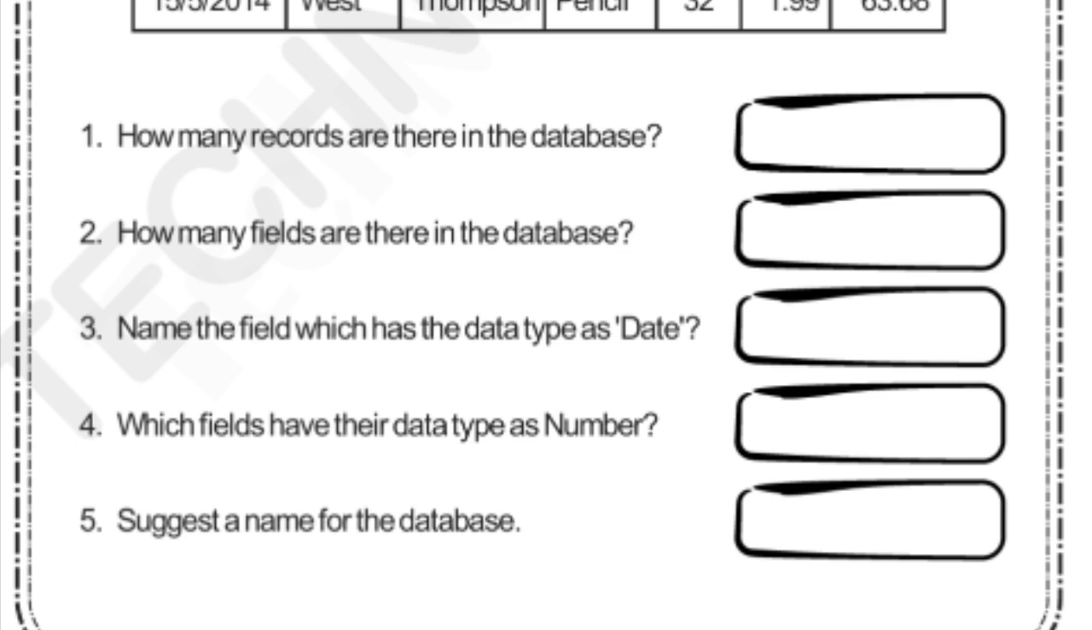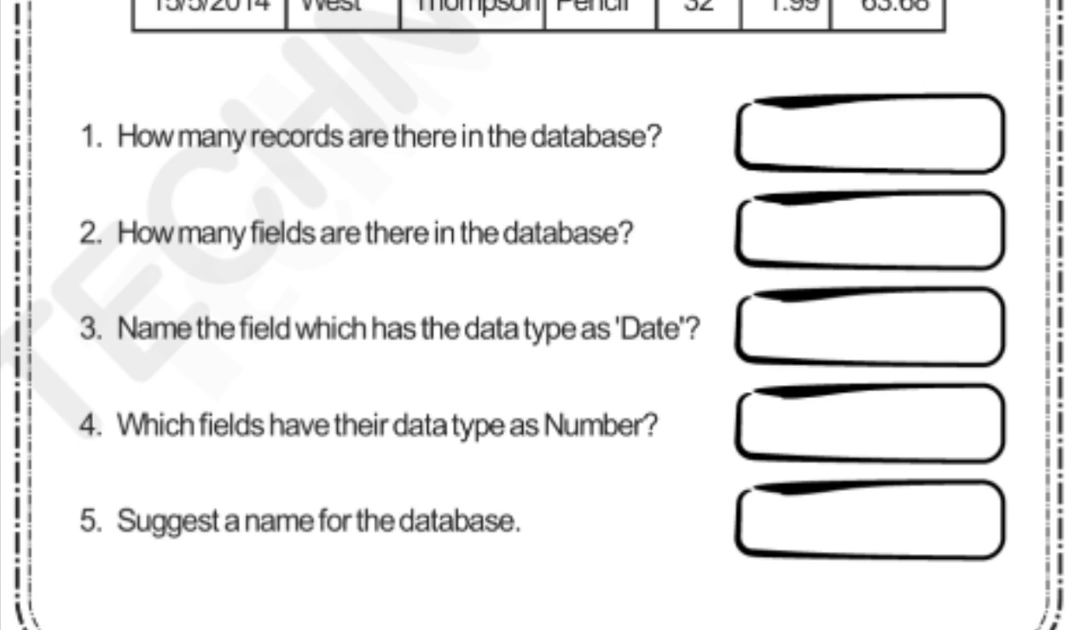Next question: name the field which has the data type as date. So here look at the picture. They are asking which field has its data type as date. Other fields: name of the person is text, units has number data. So which field has the data type date? The answer is order date. The order date column heading will accept only date values. So the answer for this question is order date.